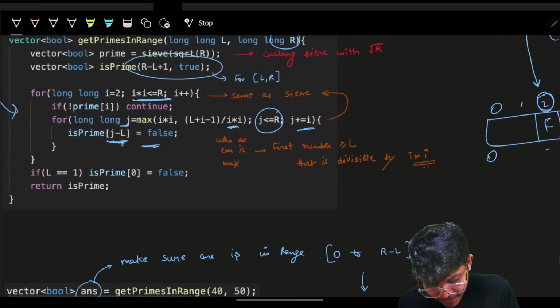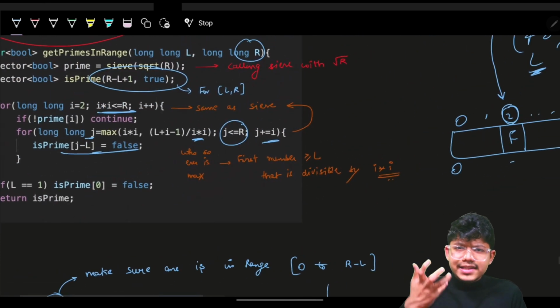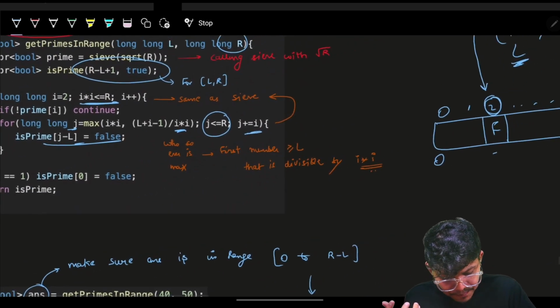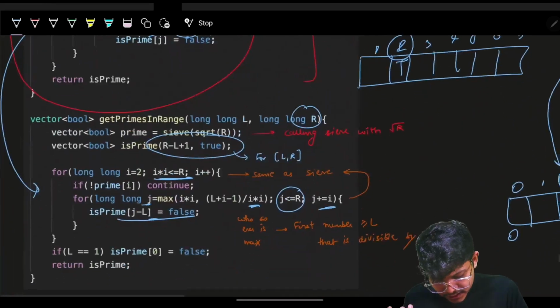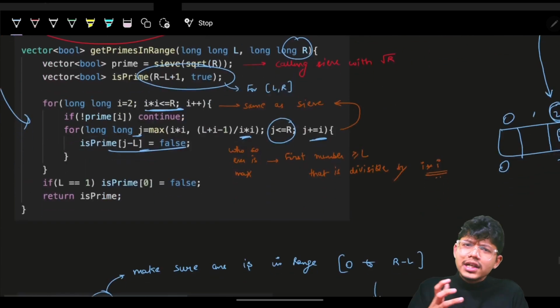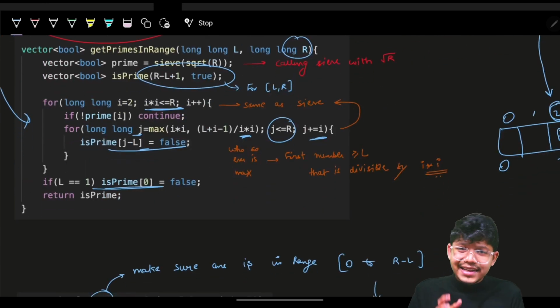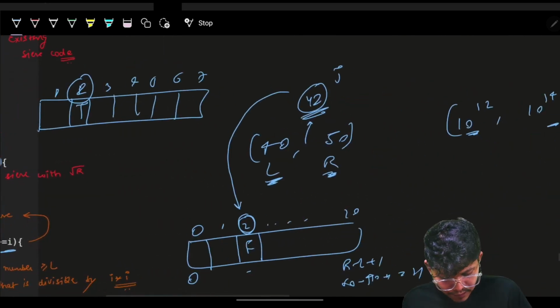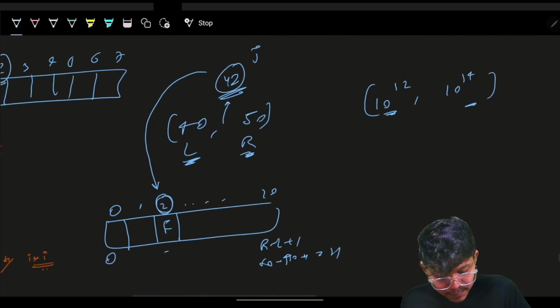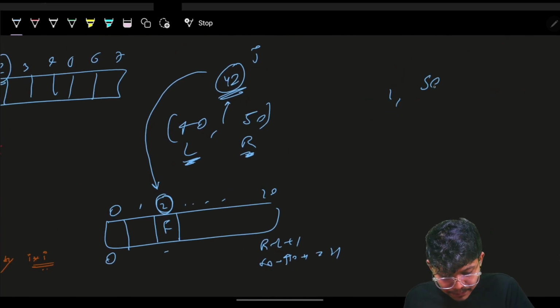So I'll mark my J minus L as false. Now, if you had seen that, then you will also see that if your L is 1, which means if your L right here is 1, you also have to mark that 0 as false. So if I simply ask you, if your L would have been 1, if I would have asked you 1 to 50, right?